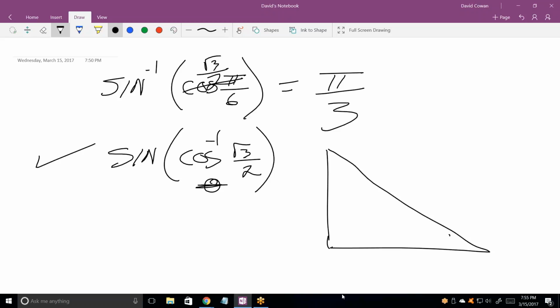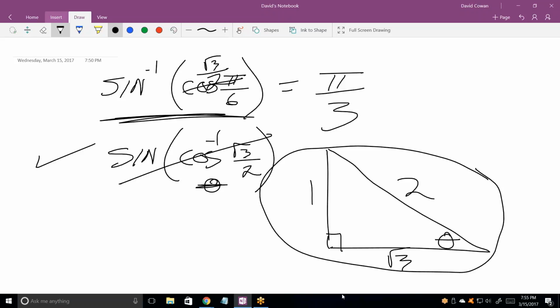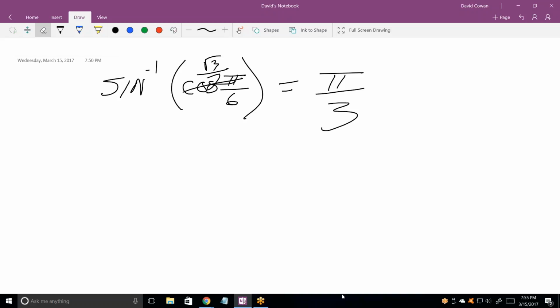Okay. Because now I can dimension this triangle. If the inverse cosine is root 3 over 2, that has to be root 3, that has to be 2, that becomes 1. And now the sine of theta is 1/2. Okay? So this translates into this method, whereas you never end up drawing a triangle to do the first problem, because we don't need to.